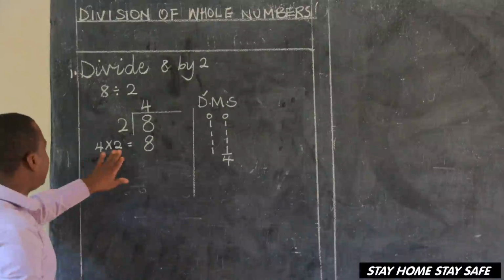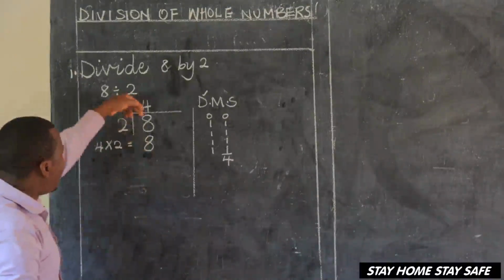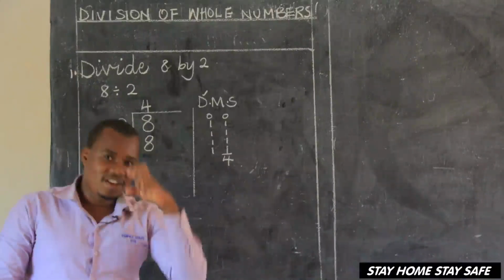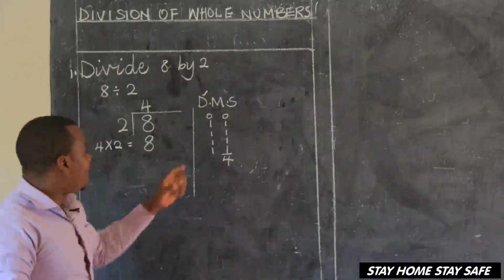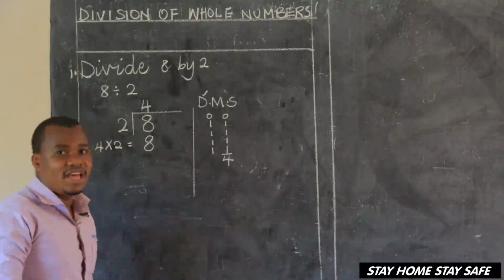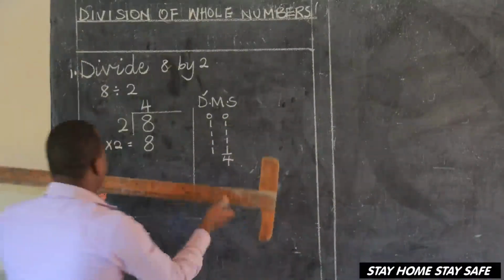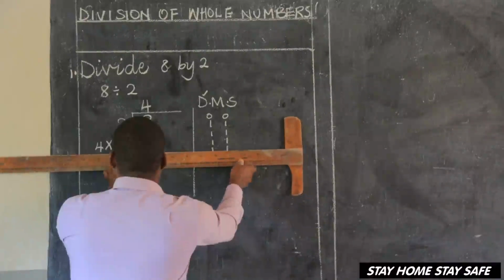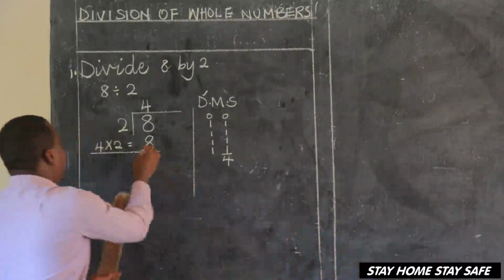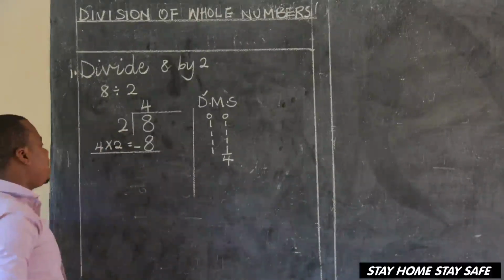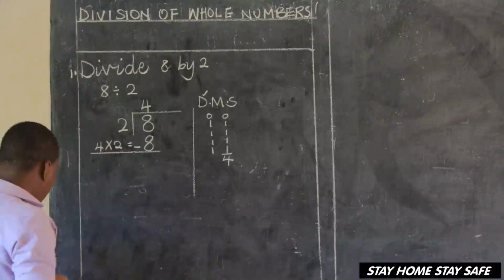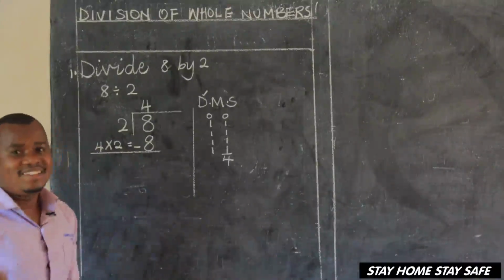So 4 times 2 is 8. And you must make sure it is arranged in that place value of the dividend. Why? We are going to subtract, and so we are subtracting vertically. So after getting that, I will now come and have this. Then I subtract. Don't forget to put that operation sign also. So what is 8 take away 8? 8 take away 8 is 0.